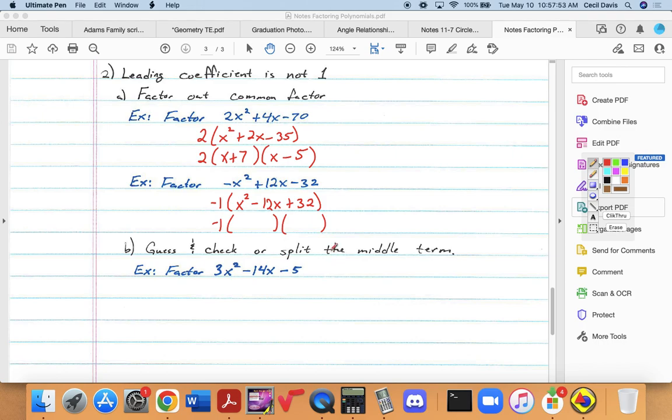So how does this factor? Negative 6 and negative 8. Pardon? Negative 4 and negative 8. So x minus 4 and x minus 8.